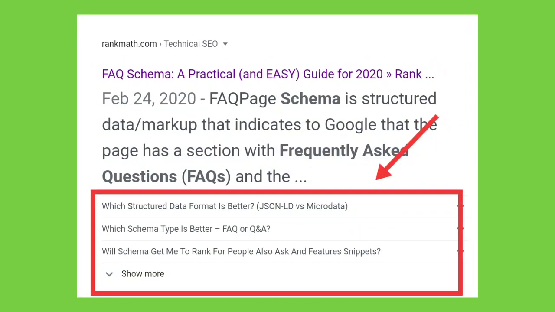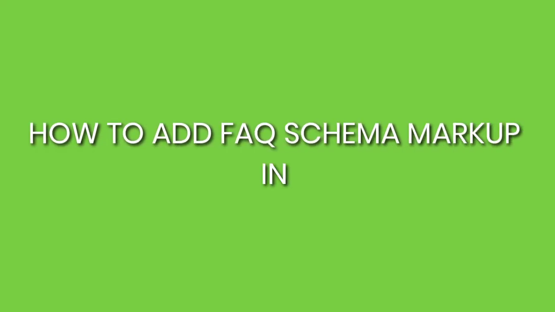So here is the secret technique. It is FAQ schema markup. By only adding FAQ schema to one of my blog posts, my website's click-through rate increased from 3.2% to 6.2%. Awesome, right? So today I'm going to show you how to add FAQ schema markup to your WordPress website or any other website. This technique will work on all the platforms.